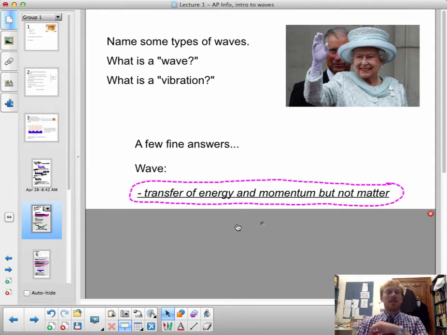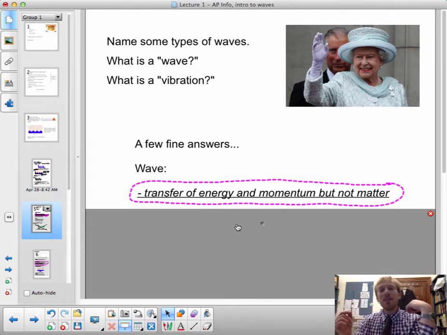You can imagine that if I tossed a ball across the physics lab to you, and you caught it on the other end of the physics lab, I would have sort of transferred some energy and some momentum through the ball to you, into your hand. But I would have had to transport the ball, the mass of the ball, in order to achieve that.